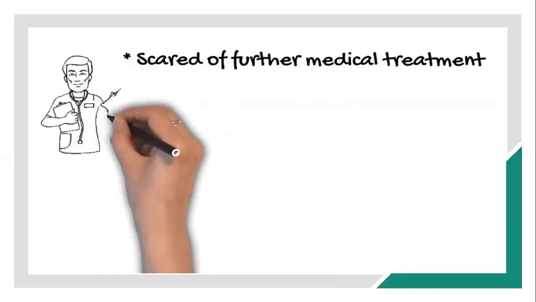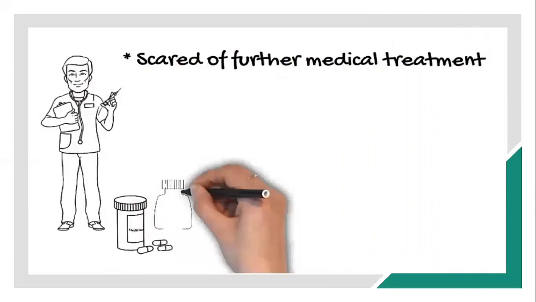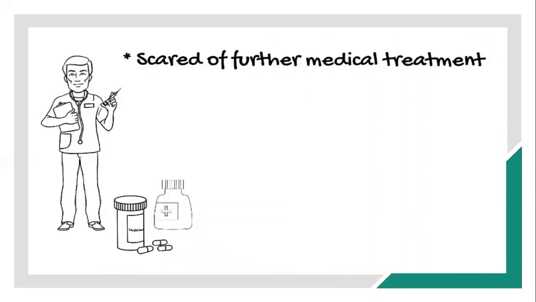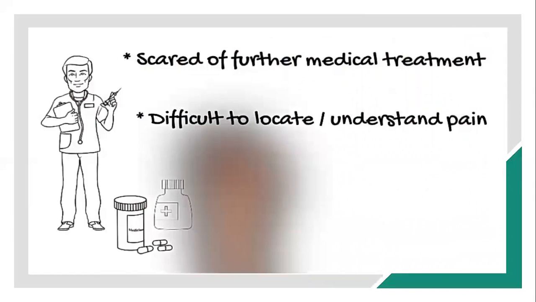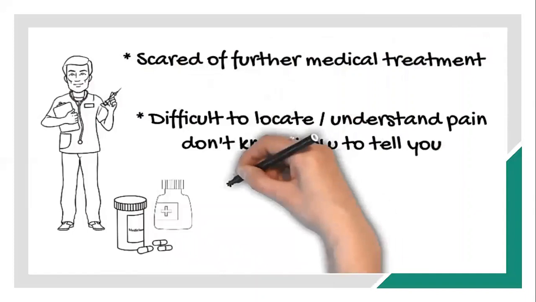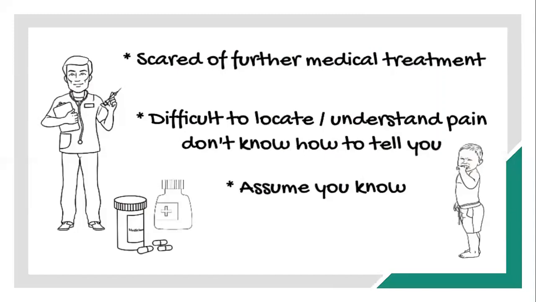Children might think, whether wrongly or not, that they will get an injection for pain, or they might simply hate the pain syrup or tablets that they know they will get. Sometimes, smaller children find it difficult to locate or understand the pain, especially if there is no obvious reason, such as an open wound, and they don't know how to tell you. Or they assume you know already. You know, adults know everything, right?